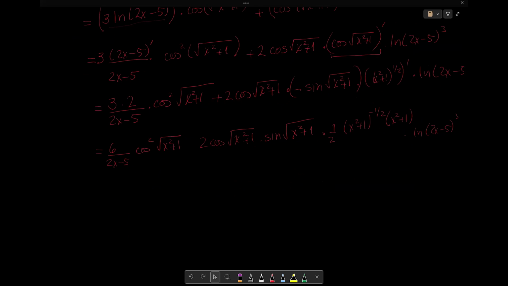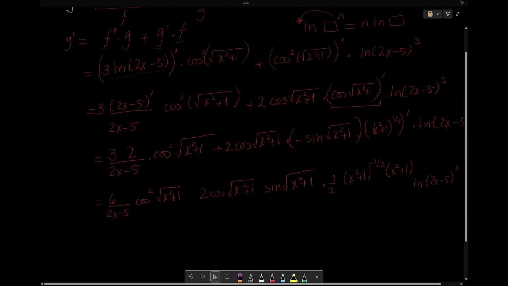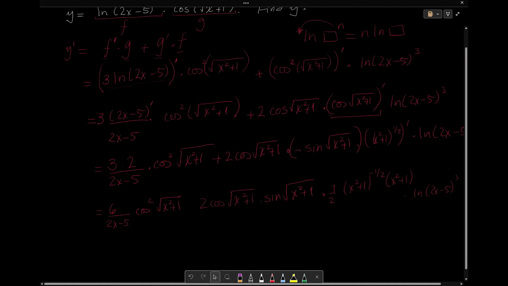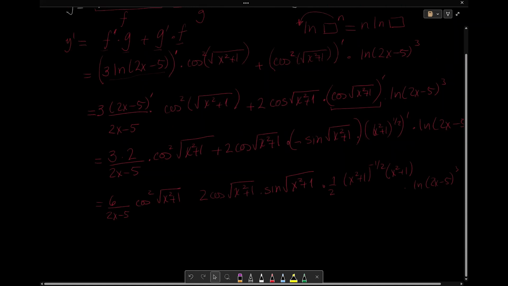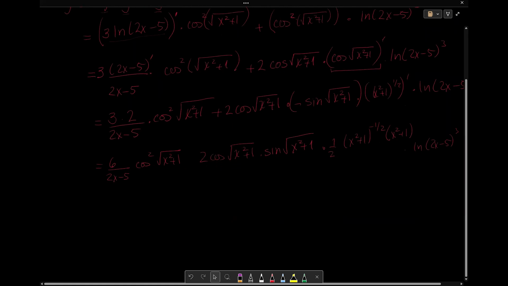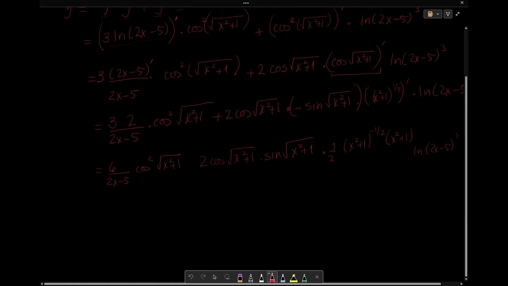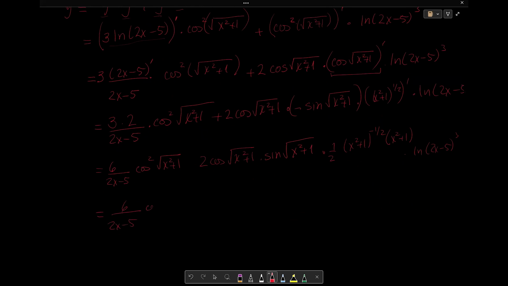It's like a chain link fence or something like that. It's just you keep repeating one chain after the other. Okay, so here we go. We'll go over it one more time once we're done. So it's 6 over 2x minus 5 cosine square root of x squared plus 1.